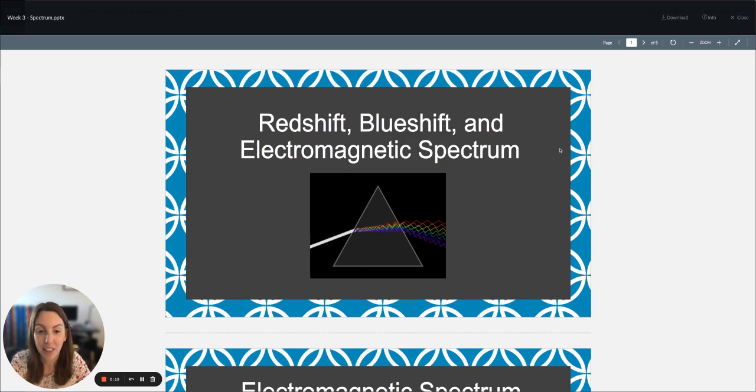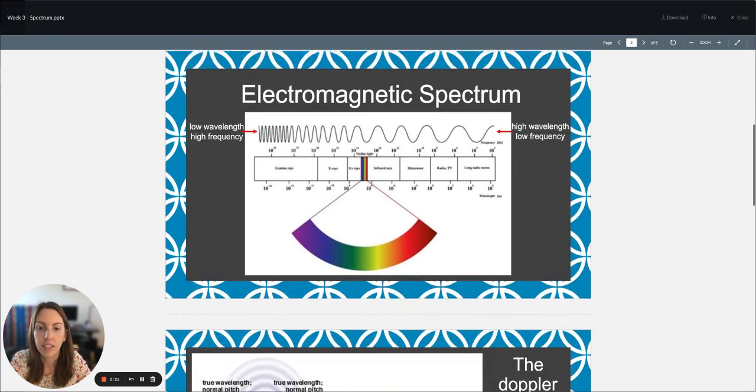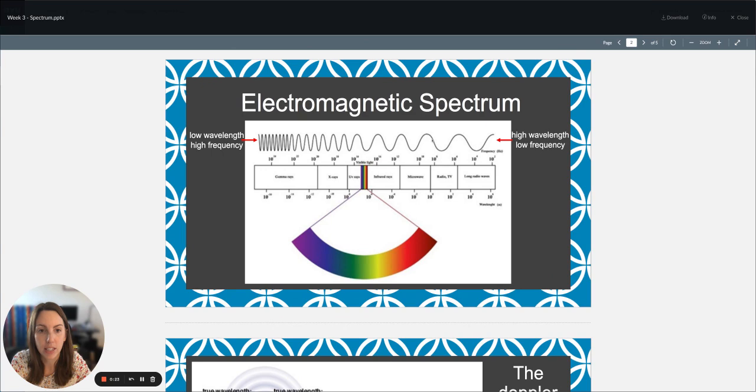So we need to focus on that last term first to give context to redshift and blueshift. This is the electromagnetic spectrum here. It's a measurement of energy that can be emitted by objects. There is a huge range of energies that can be emitted.